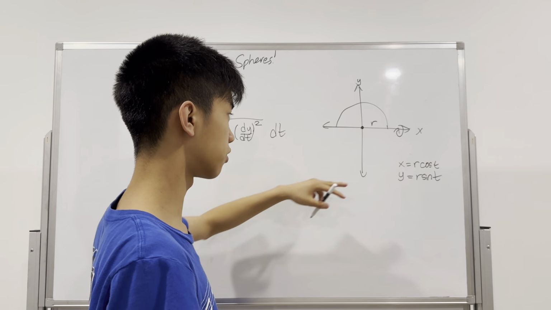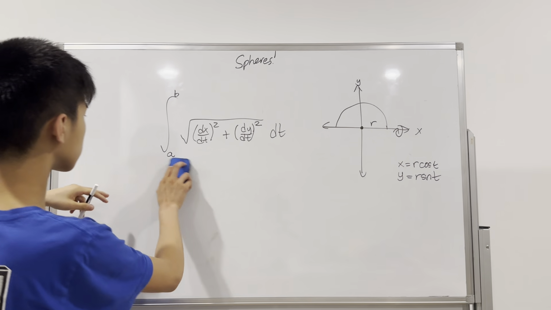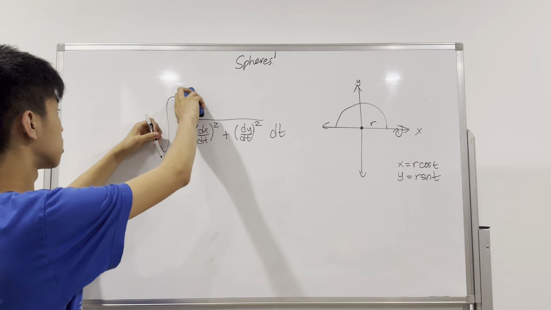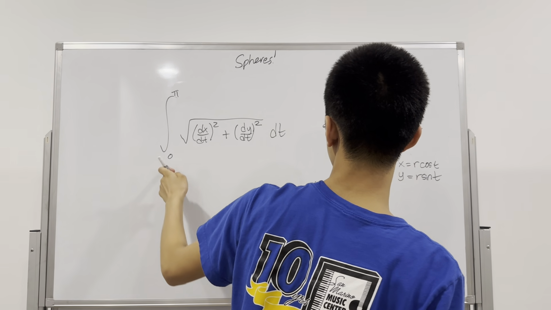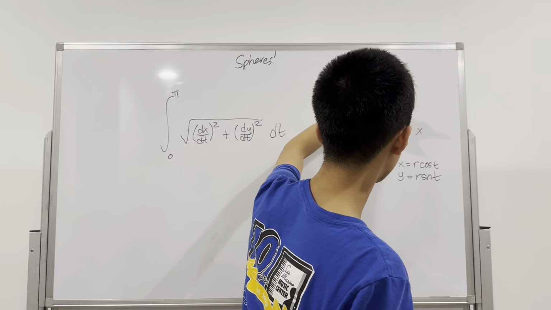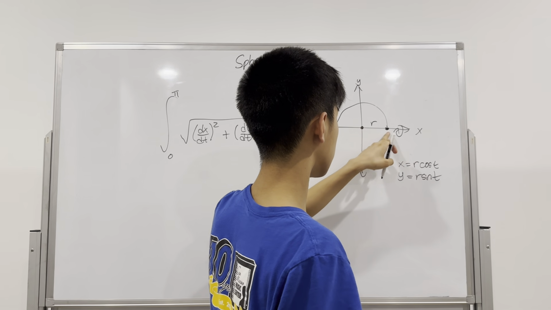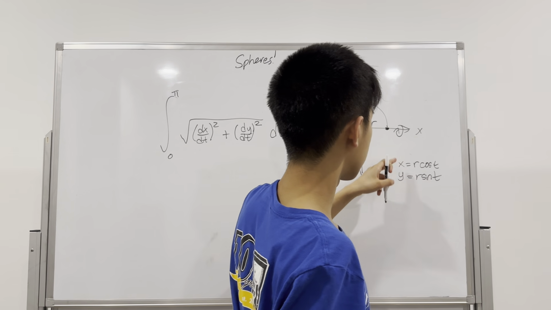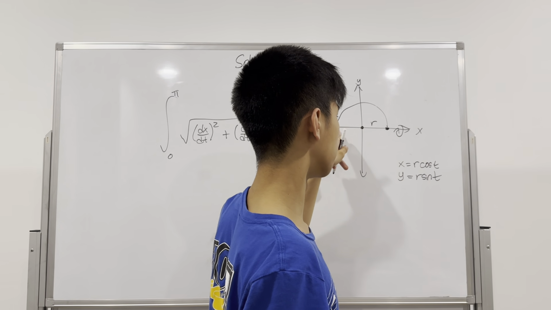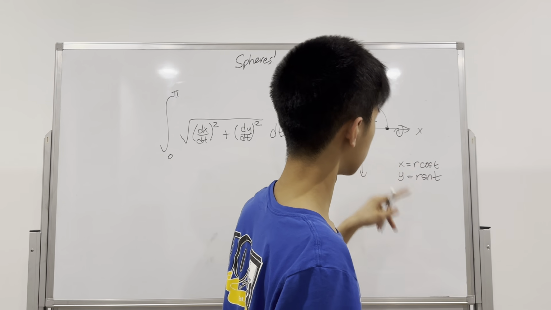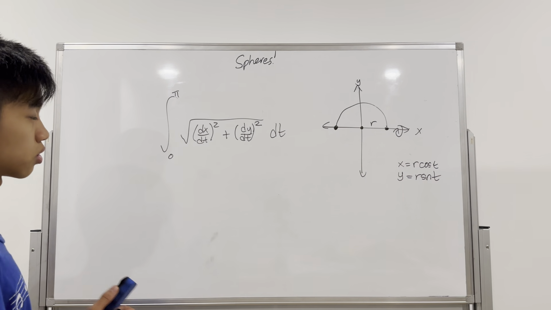Oh wait, before we get to the surface area of revolution, we need to make sure we know our bounds. So our bounds are going to be 0 to pi. The reason for that is that at this point x is at its maximum, so t has to be 0, and here x is at its minimum, so t has to be pi. It's kind of common sense, the lower and upper bounds.